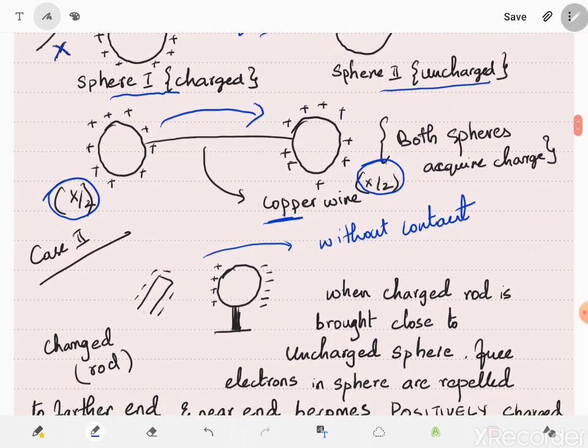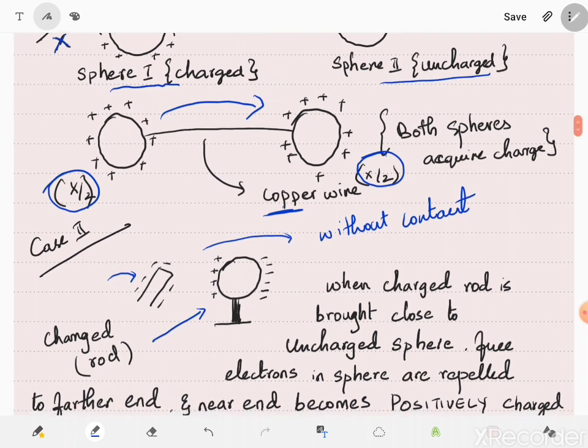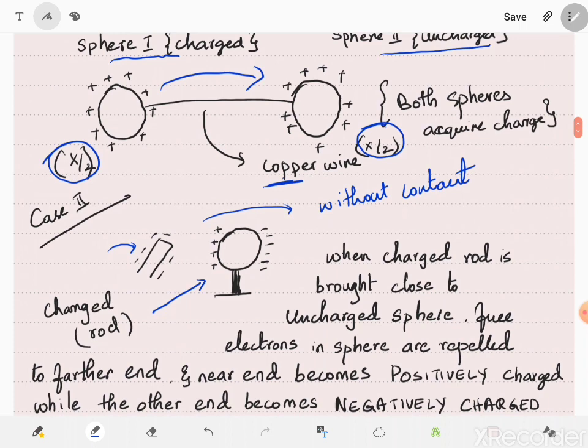Now I've taken a glass rod, and this glass rod has a negative charge. Initially, please remember that the sphere is uncharged. And when this glass rod is brought near the uncharged sphere, now as you know, this sphere is neutral. And what does it consist of? It consists of protons as well as electrons.